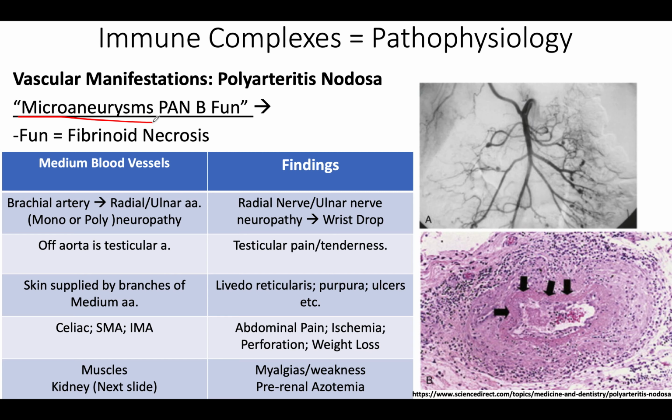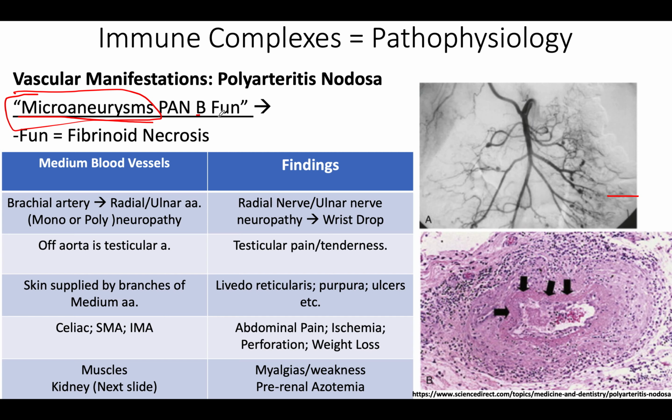Microaneurysms can be fun. Okay, and all of this is encompassing the manifestations of polyarteritis nodosa. So in polyarteritis nodosa, remember you get those strings on a bead, you get those microaneurysms forming, as you can see here in this arteriogram. You can kind of see those there. Okay, and the PAN stands for polyarteritis nodosa. So PAN B for hepatitis B. So polyarteritis nodosa, PAN B.